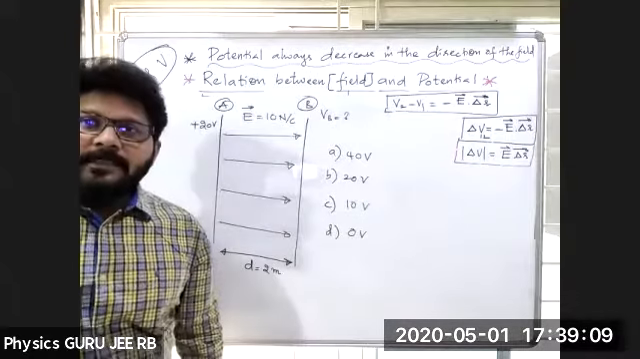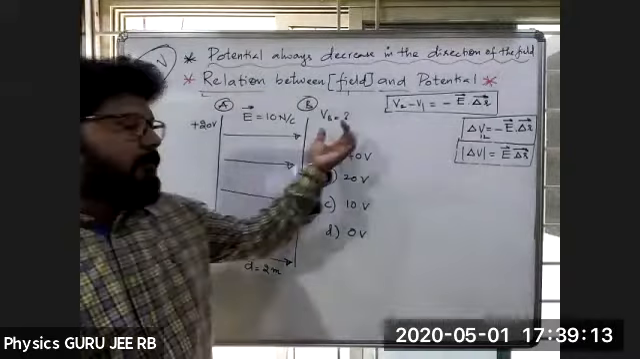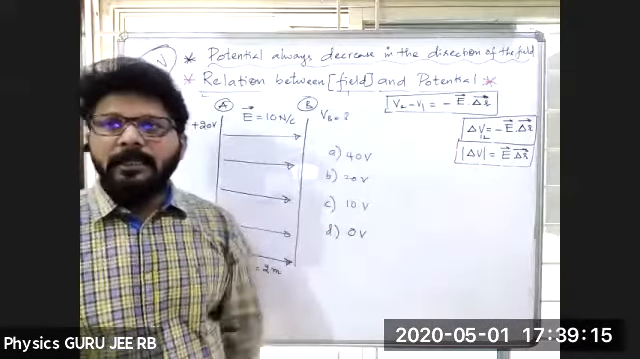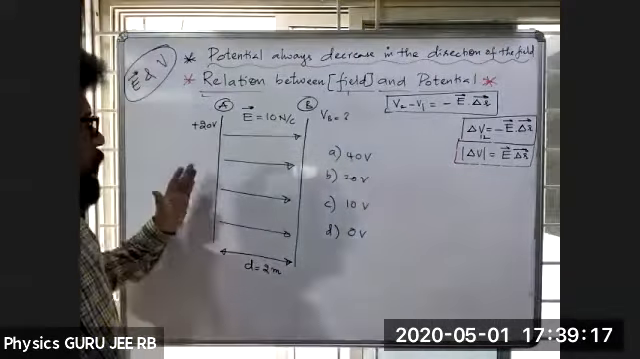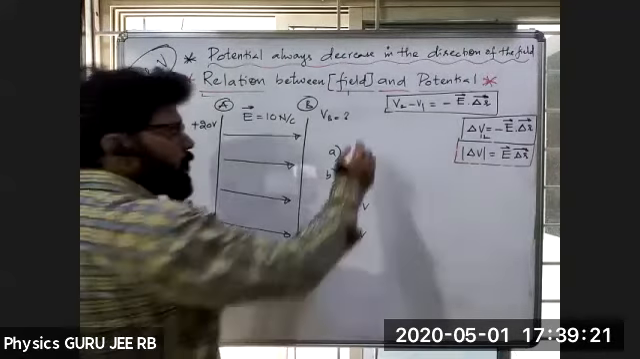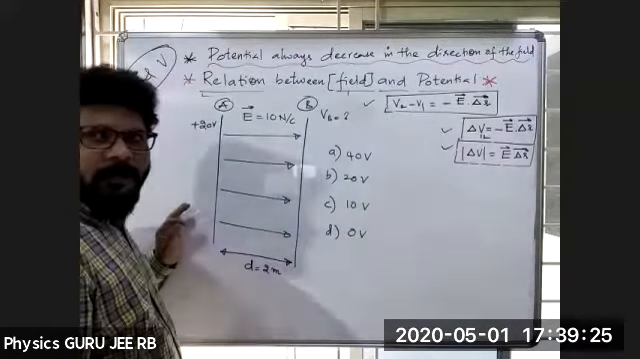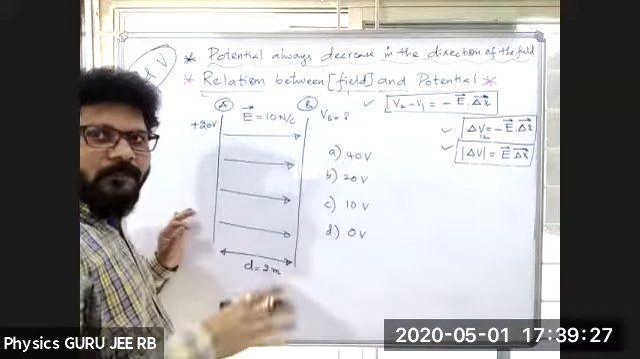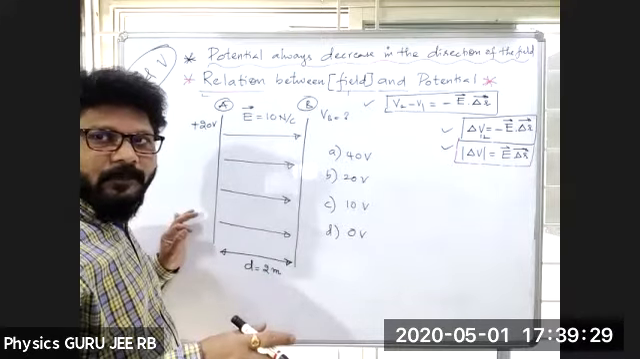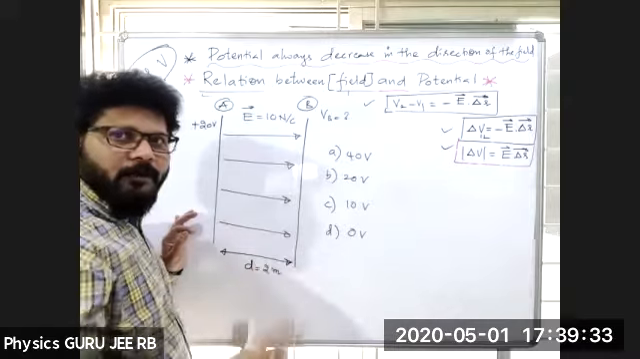How to solve this problem? He is asking you to calculate the potential at a point B. We have the potential at a point A. First, what we know are formulas 1, 2, 3. Can we apply any formula here? First we'll go with the concept method, then the formula method.